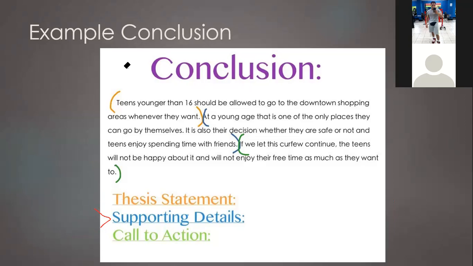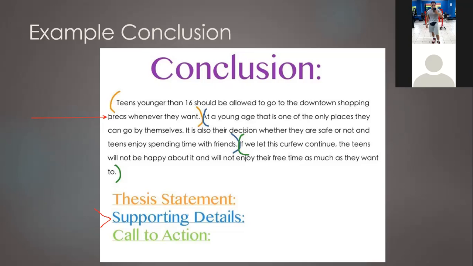It's just an example. Teens younger than 16 should be allowed to go to the downtown shopping areas whenever they want, okay? Solo leyendo esta primera oración, ya sé el tema, right? The topic is teenagers being allowed to go shopping by themselves. So they put once again the thesis here, okay? La persona una vez más regresa a su punto de vista. At a young age, that is one of the only places they can go by themselves. It is also their decision whether they are safe or not, and teens enjoy spending time with their friends. If we let this curfew continue, the teens will not be happy about it and will not enjoy their free time as much as they want to.